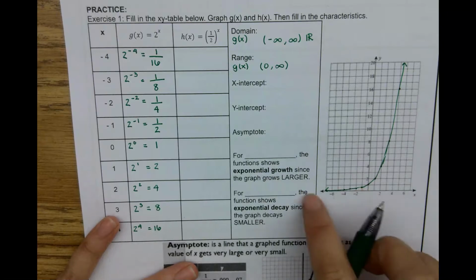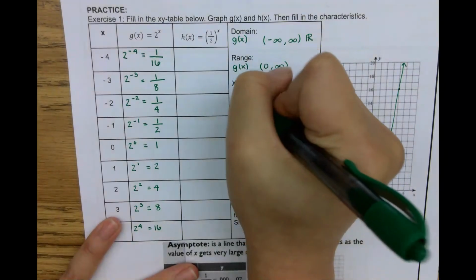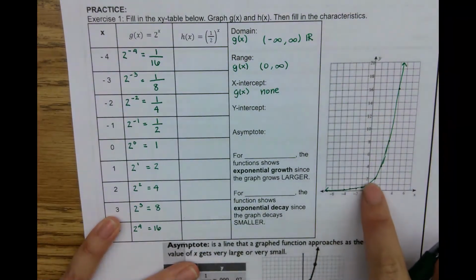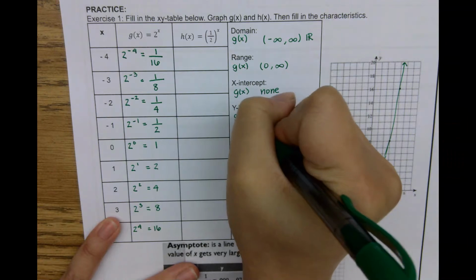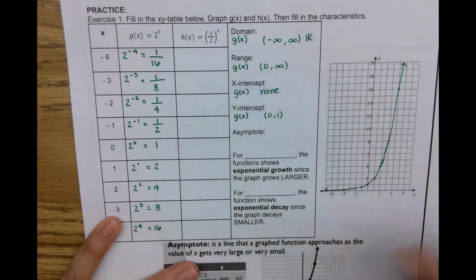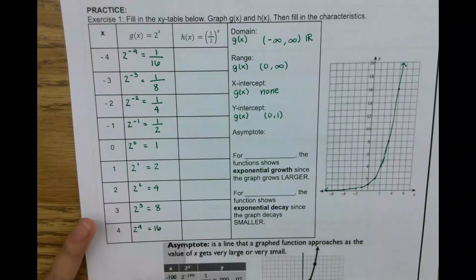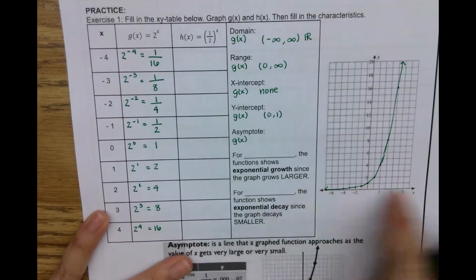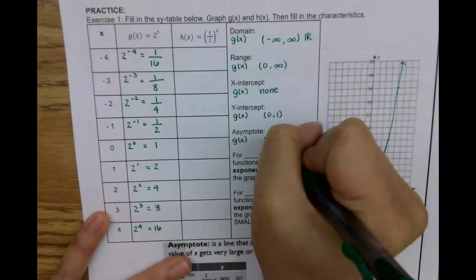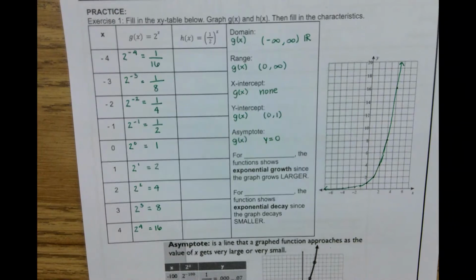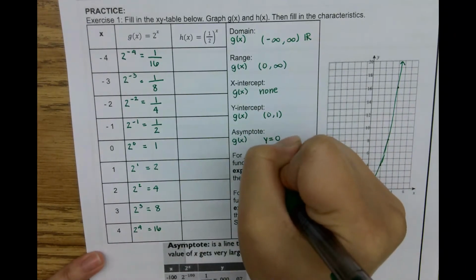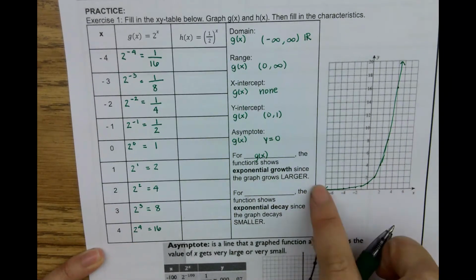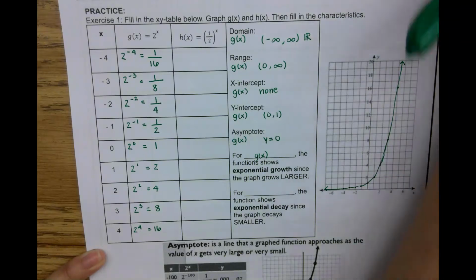X-intercept: since it never touches this axis, there is no x-intercept. Y-intercept: here's the y-axis, it touches it at 0, comma 1. So the y-intercept is the point 0, comma 1. And then the asymptote, like I said earlier, it gets closer and closer to this horizontal line of y equals 0, but never touches it. The asymptote here is y equals 0. And so this function g of x shows exponential growth, since as you can see, as we move to the right, the graph grows larger and larger pretty quickly.